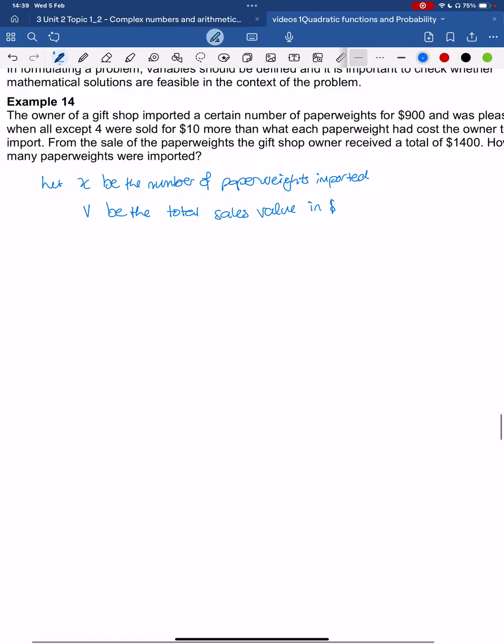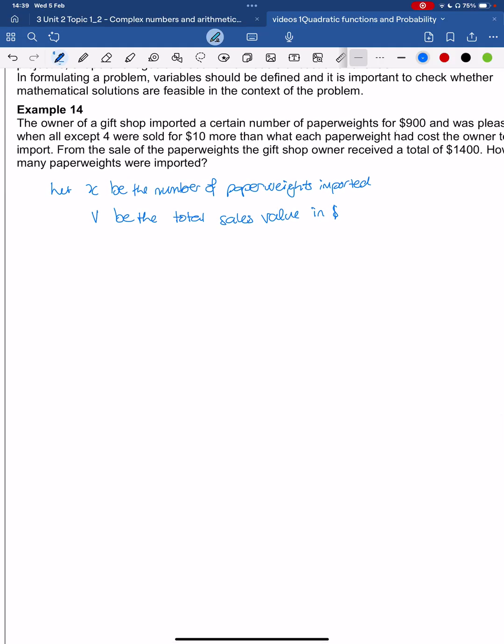Let's try defining a couple of variables. Let x be the number of paperweights imported. Okay, because that's the thing we're looking for anyway. So let's make that x. Okay, and if you like, we can make v be the total sales value in dollars.